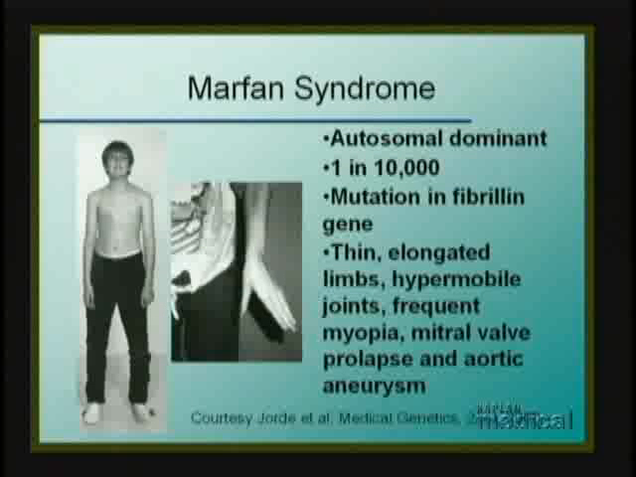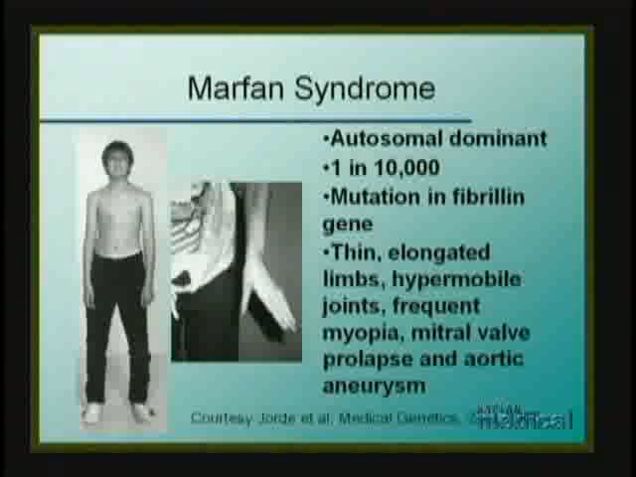Here's a picture of a kid with Marfan syndrome. Marfan syndrome is an autosomal dominant disease. It occurs in about 1 in every 10,000 people. It's caused by mutations in a gene that codes for a protein called fibrillin. Fibrillin is a structural protein, and that structural protein, fibrillin, is found throughout the body.